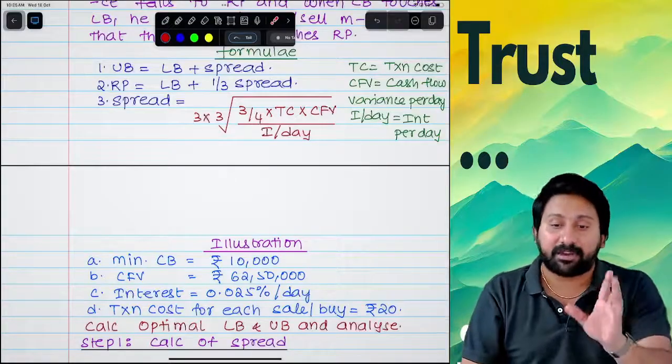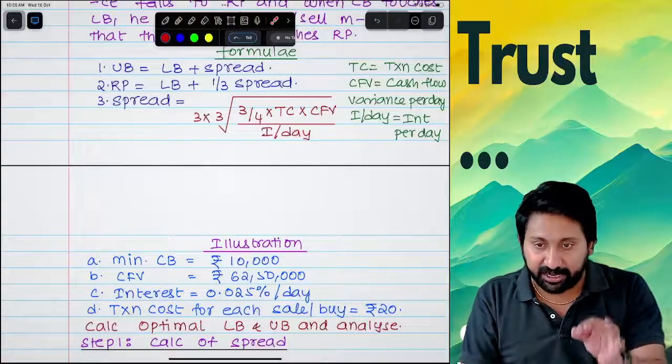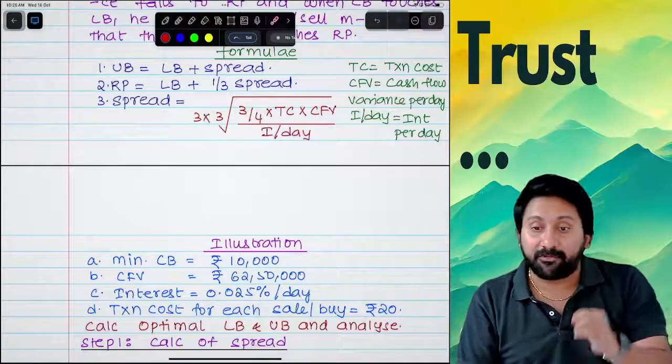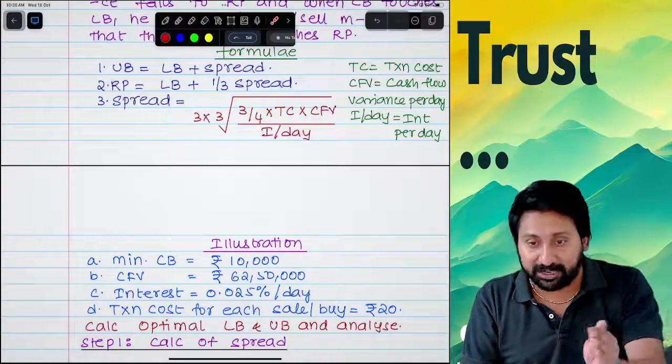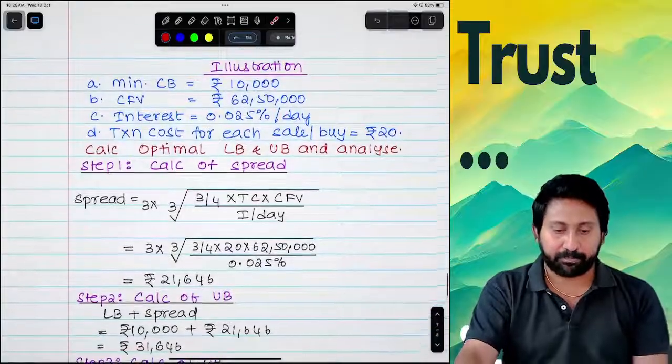What is the formula for return point? Lower boundary plus one third of spread. What is the formula for the spread? 3 into cube root of 3/4 into transaction cost into CFE divided by interest per day. Just apply the numbers now.